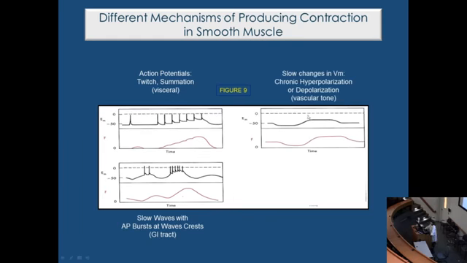So then I have another mechanism that consists of slow changes in the membrane potential. As you can see here, chronic hyperpolarization and depolarization, and the corresponding relaxation and contraction. And actually, this is the mechanism that is responsible for the vascular tone. Remember the tonic contractions? So here you see how they occur.